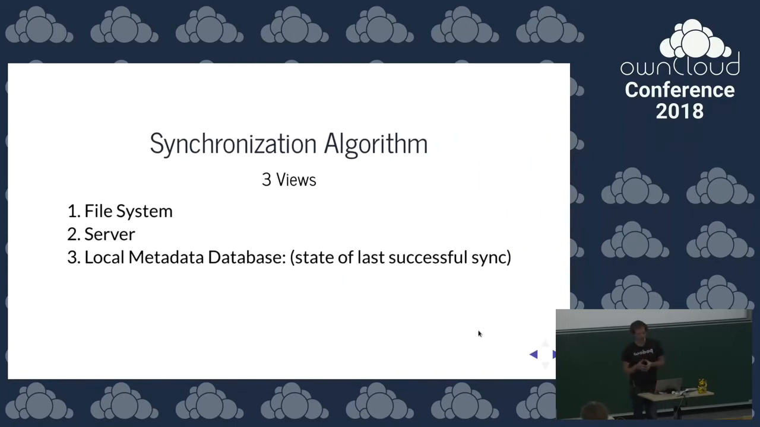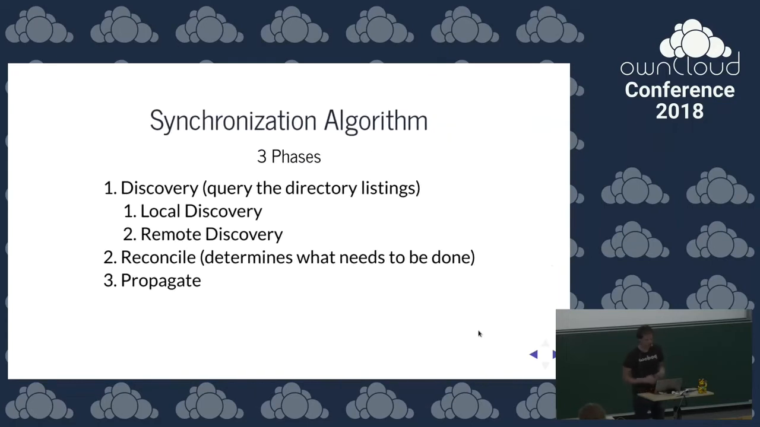So the way the synchronization algorithm works, it has basically three views on your files. There's the view from the file system, so that's what is in your computer. There's the view from the server, and in the middle there is the database. It's a database which is in the sync folder, which contains the metadata from the files which were synced. And so in order to sync all of this, during a sync, there are three phases.